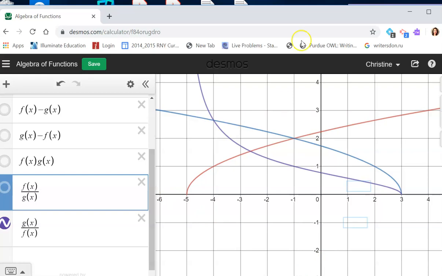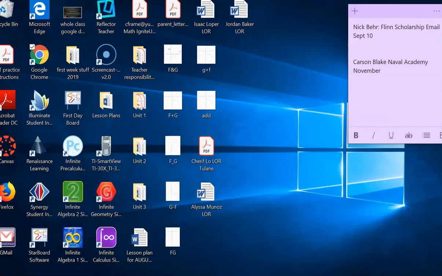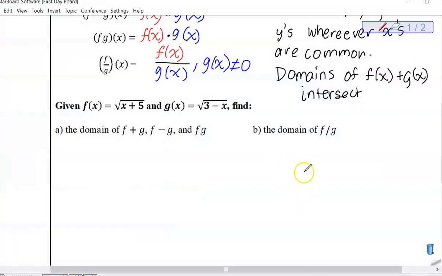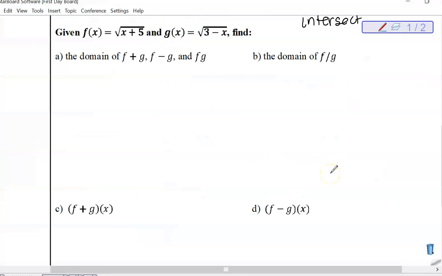Okay, so back to what we were working on. All right. So let's take a look at algebraically doing this instead of looking at it on a graph. So I'm going to pick up my red pen, and the instructions say, find the domain of f plus g, f minus g, and f times g. So let's find their domains individually.